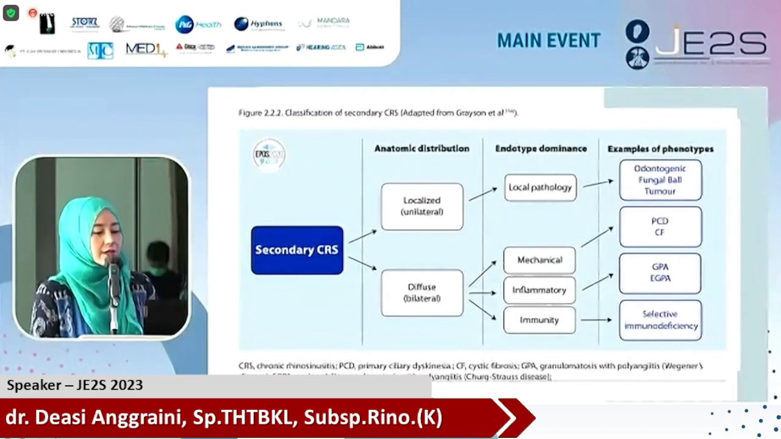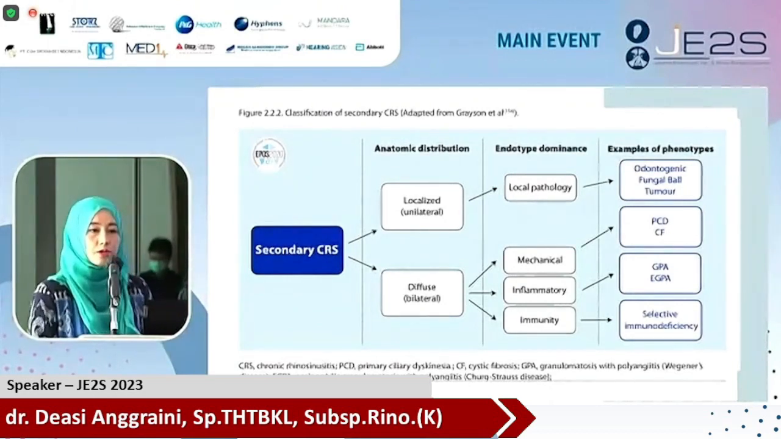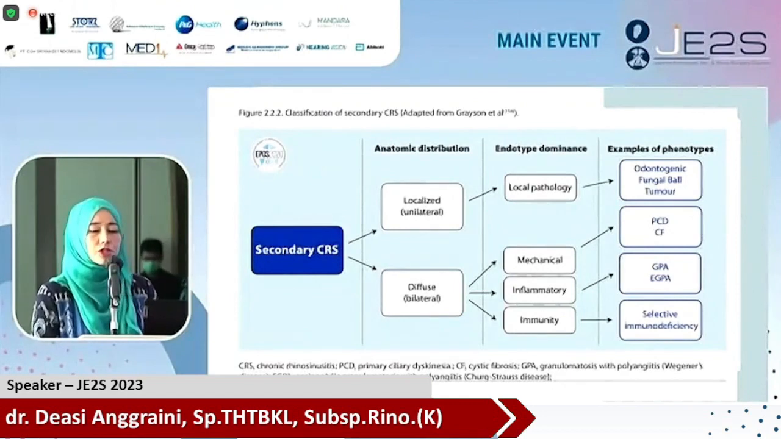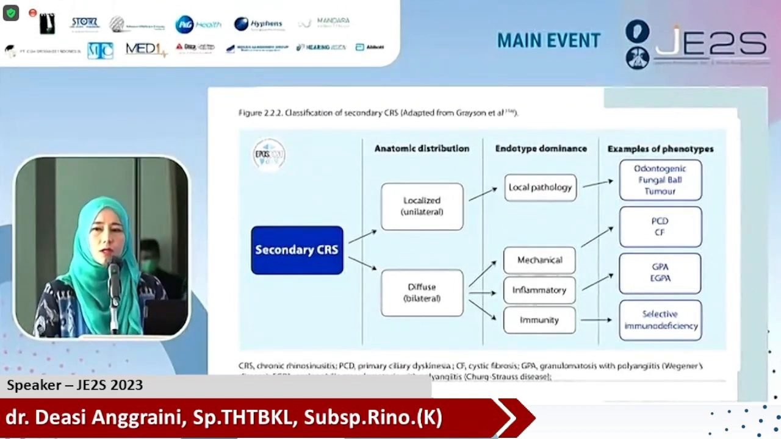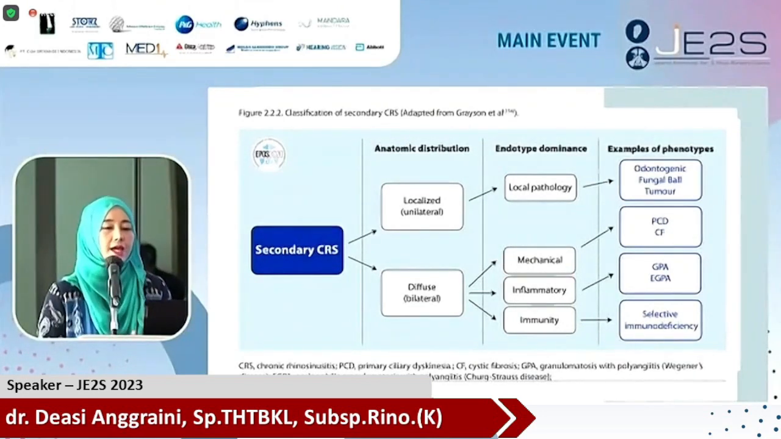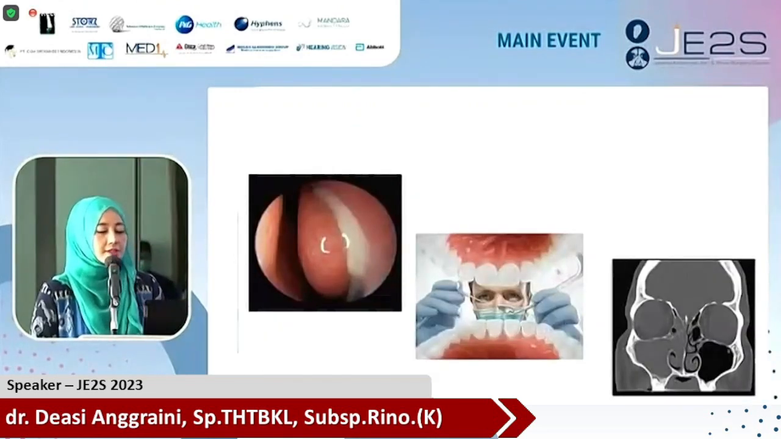Secondary rhinosinusitis. Localized secondary rhinosinusitis, such as odontogenic, fungus ball, tumor, or antrochoanal polyp, are direct surgical cases. So we don't necessarily need to give the appropriate medical treatment before surgery. We can directly ask for a CT scan and perform the surgery. And slide. This is an example, slide lagi.